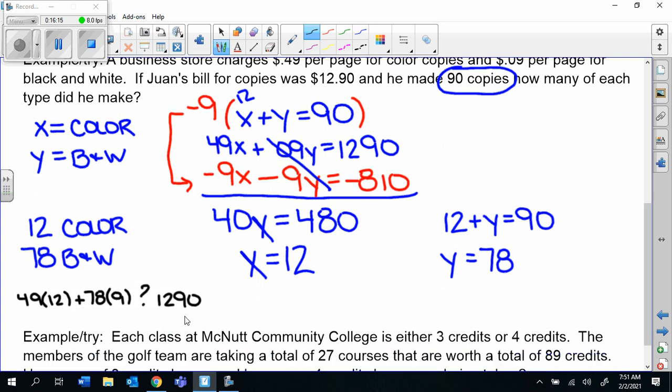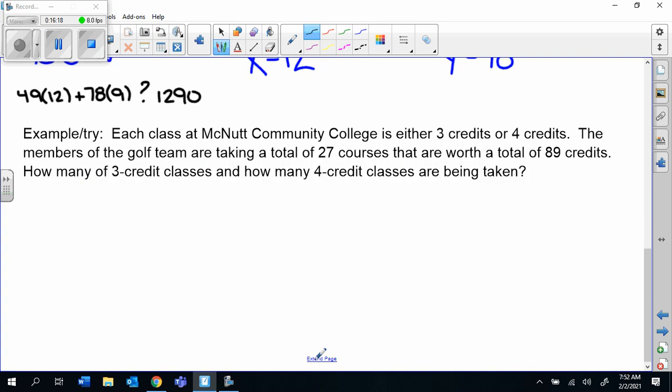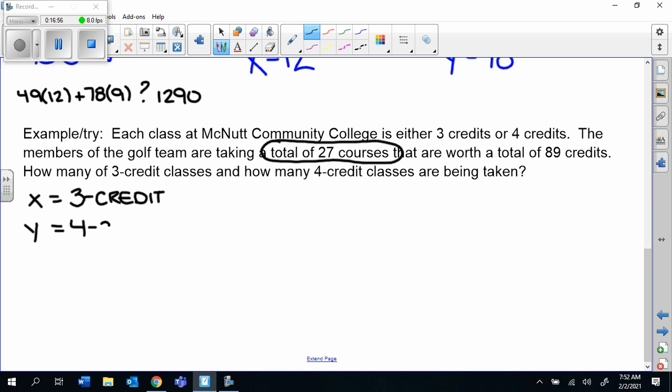All right, here's another one, similar, not exact. It has to do with the community college credits. I chose one of these off the homework, so I would imagine that this is super similar to that. Each class at McNutt Community College, I named it after myself, is either 3 credits or 4 credits. The members of the golf team are taking a total of 27 courses. So let's make X equal the 3 credit classes, and let's make Y the 4 credit classes.